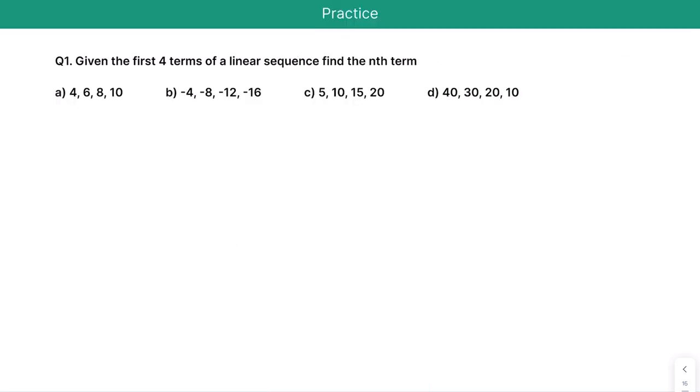So here's some practice questions. You have a go at, press pause, and have a go. Here are the answers. Mark your work.